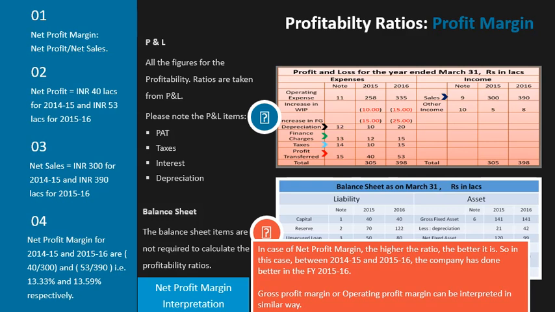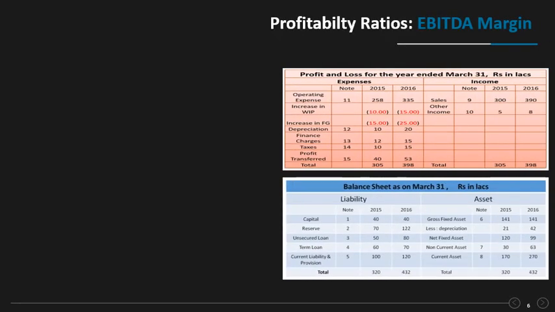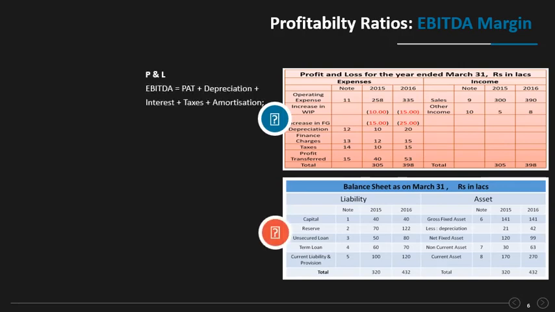Gross profit margin or operating profit margin can. Let us calculate the EBITDA margin. We know EBITDA equals PAT plus depreciation plus interest plus taxes plus amortization. From the expenses side of the P&L statement, we have PAT, depicted by profit transferred, taxes, finance charge, which implies the interest on loan, and depreciation.